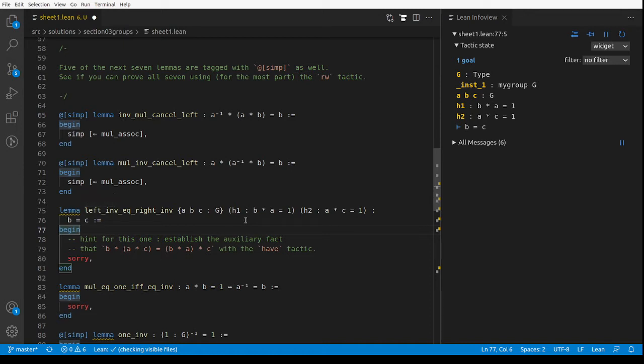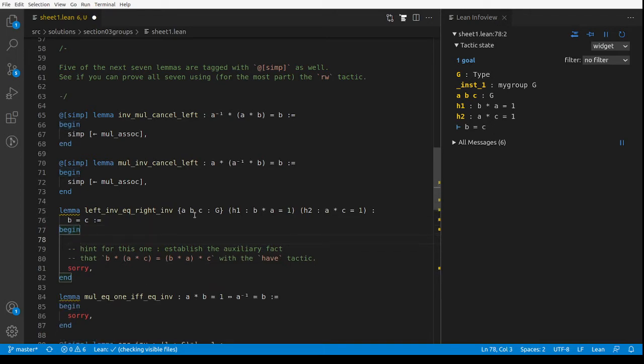And furthermore, this lemma needs hypotheses, right? This is true for all A and B, mul_inv_cancel_left, but this lemma needs hypotheses, and the simplifier doesn't look at your hypotheses unless you explicitly tell it to. So this would be a lousy simp lemma, and indeed it's not tagged simp.